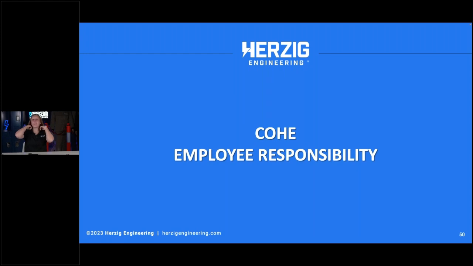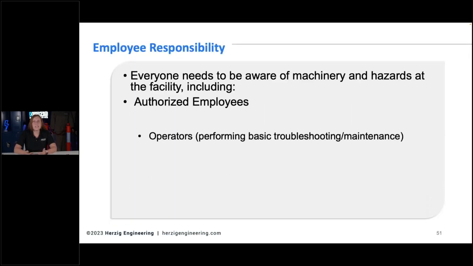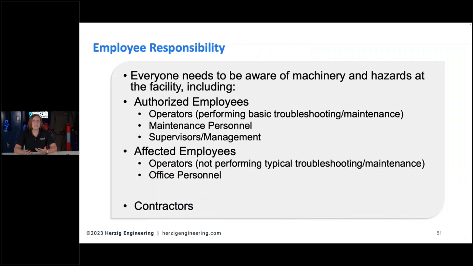Whenever it comes to getting all of this done, making sure that people have the devices and that the procedures are written and that the policy is up to date, there are different responsibilities depending on your interaction with that process. So for employees, everyone is involved to some extent. There's authorized employees, typically operators that might have to perform basic troubleshooting or maintenance personnel, of course, and then supervisors or management usually are grouped in that authorized employee role, whereas affected employees are operators not performing any troubleshooting or maintenance. All they do is operate the machine. They don't work on it necessarily.